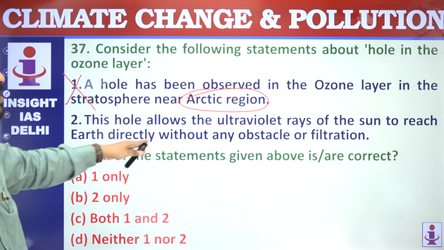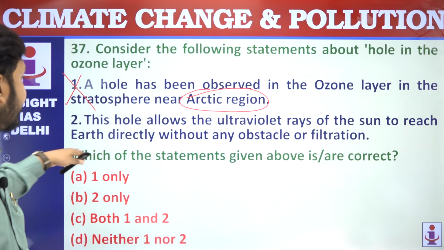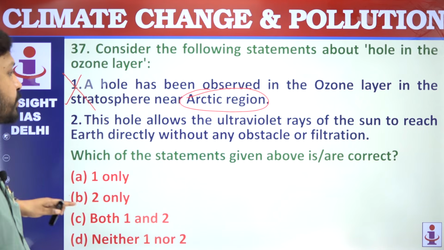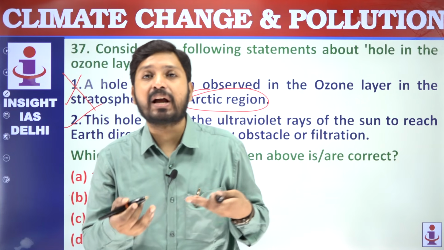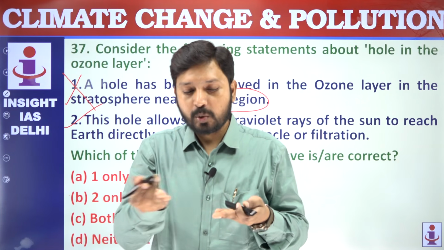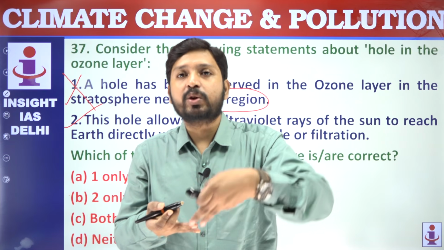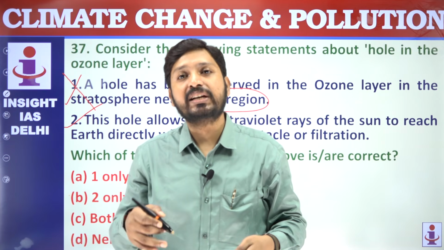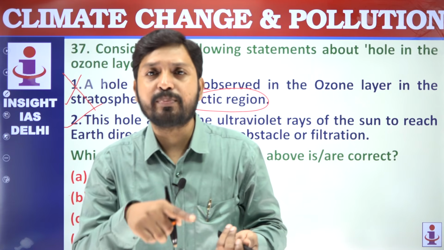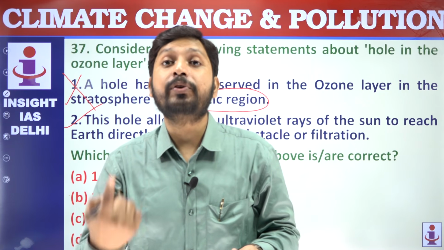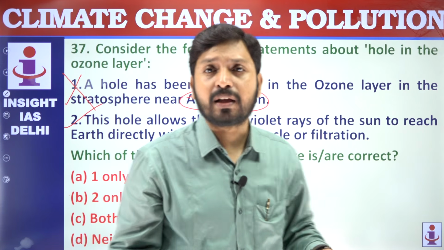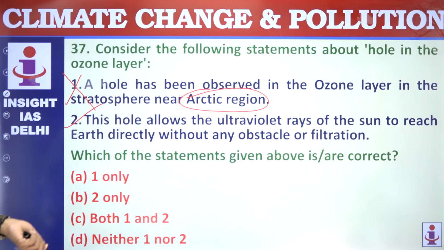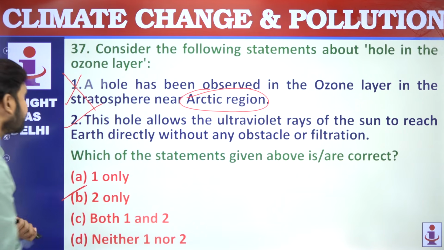Next one, this hole allows the ultraviolet rays of the sun to reach earth directly without any obstacle or filtration. Yes, this ozone layer is protecting us from ultraviolet radiation, right? So once this hole is formed, these UV rays will fall directly on the earth's surface and it will have a negative impact on all things. For example, plant productivity will be reduced, and if it falls directly on our skin, cancers will occur, and on eyes, cataract, everything will occur. So this is the right statement, and they are asking for the correct statement. So only the second one is correct, so B is the right answer for us.